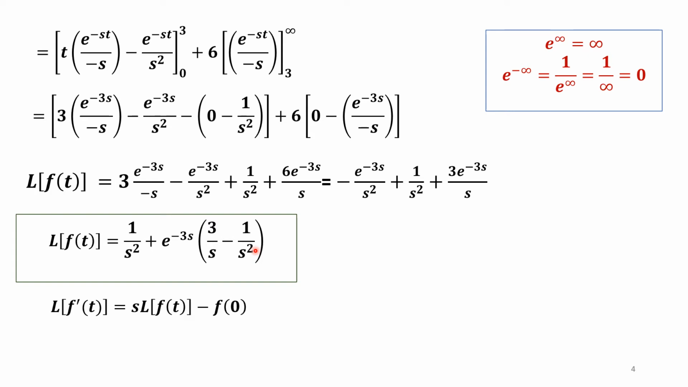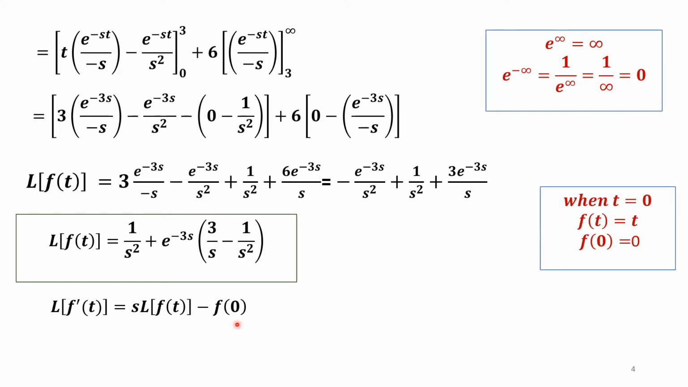Next we have to calculate L of f dash of t. To calculate L of f dash of t, we know the formula as s L of f of t minus f of 0. L of f of t is already calculated in the previous step. Now we should write what is f of 0. As I told you in the beginning, when t is 0, f of t is defined as t, which means that f of 0 will become 0, which means that this term is 0.